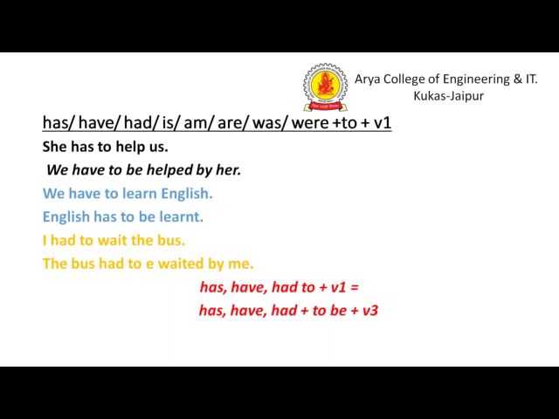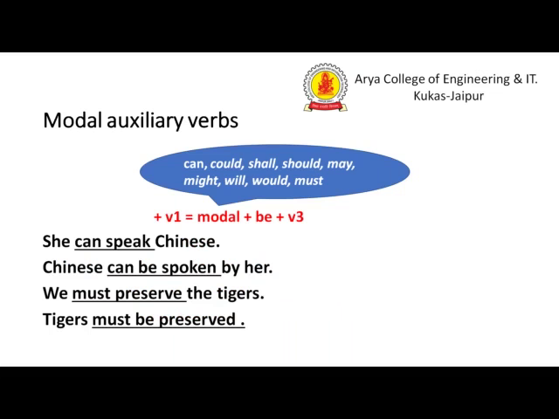I had to wait for the bus, the same thing we have to do here. So has, have, had to plus the verb's first form has to be converted to has, have, had to be plus verb's third form when we are converting active to passive voice. Now the next rule is for modal forms. If we look at examples: can, could, shall, should, may, might, will, would have to be converted into modal plus be plus verb's third form.